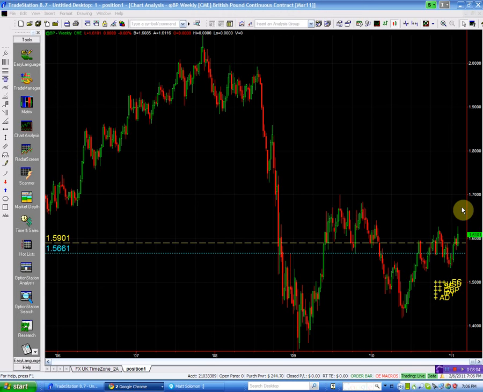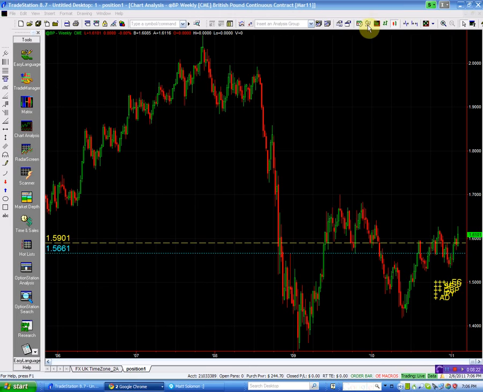So the dollar is on our buy list, the British pound is on our buy list, and we're going to see what other currencies are on our buy list, and then we're going to select our sell list, and then we're going to make a choice which one is which.